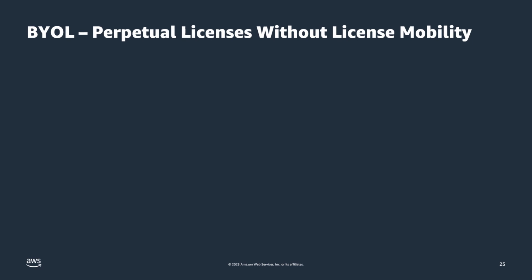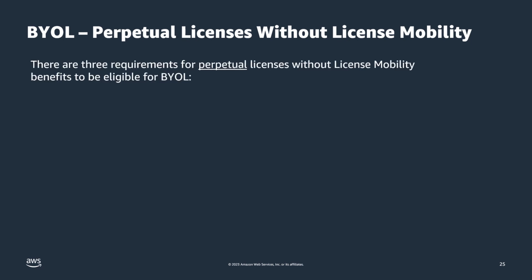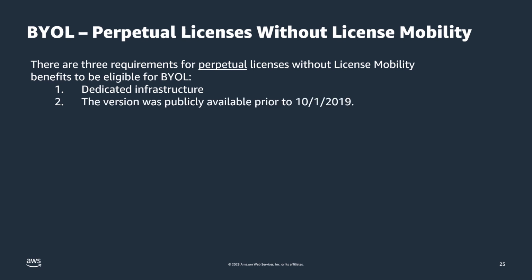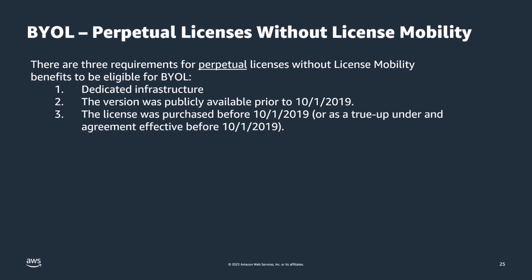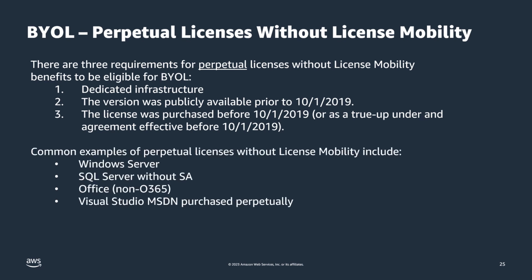And with regard to perpetual licenses without license mobility, to be eligible for BYOL, there are 3 requirements. The first one is dedicated infrastructure, and that's not new. Dedicated infrastructure has always been required for licenses that don't have license mobility. Number 2, the version must have been available prior to October 1st, 2019. And finally, the license must have been purchased before October 2019, or is a true-up an agreement effective before that date. So the purchase date and version become very important in these scenarios.